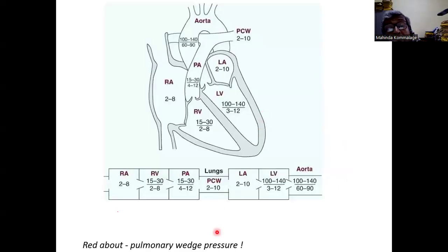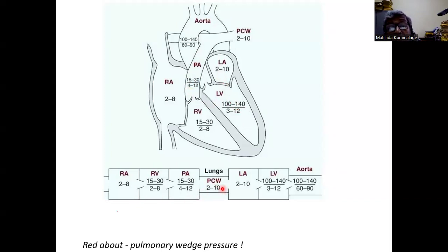Probably you remember the left ventricle is connected to the aorta. Aortic pressure: systolic pressure 100 to 140, diastolic pressure around 100 or 90, it can go down. But in the pulmonary circulation, pulmonary artery systolic pressure is about 15 to 30, you can say 20, and diastolic pressure is very low, 10, 5, very low. So pulmonary circulation is a low pressure system compared to systemic circulation.